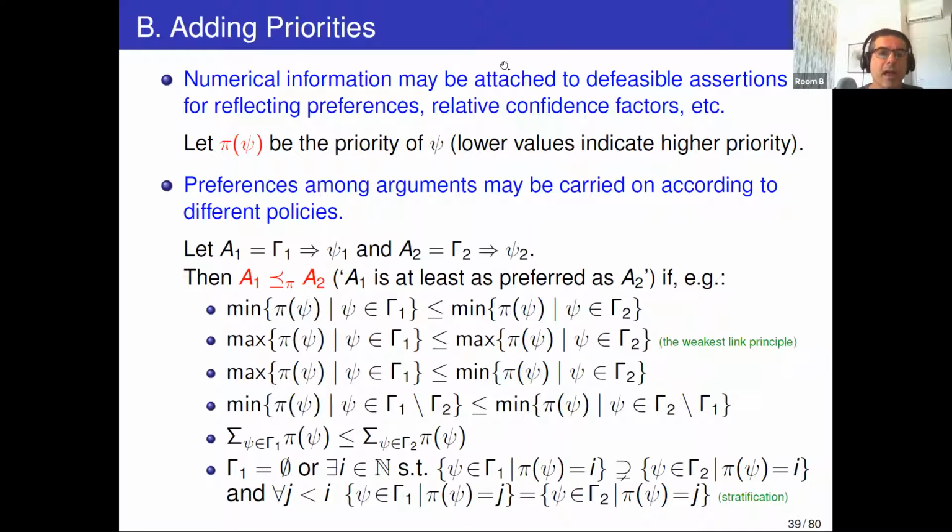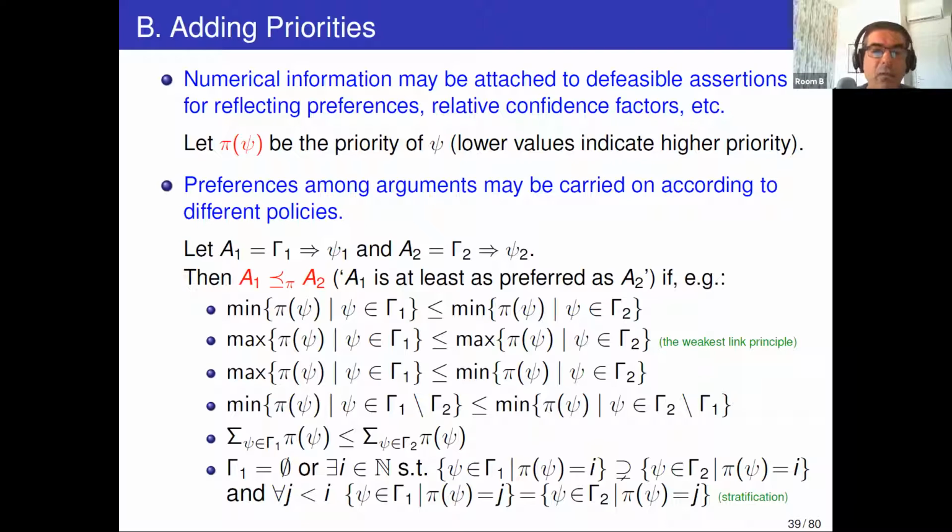Suppose we have A1 with a support gamma 1 and A2 with a support gamma 2. So we can say, for instance, that A1 is at least as preferred as A2 by applying one of these considerations in those bullets. For instance, the second bullet represents the weakest link principle, according to which we take the least preferred formula in the supports of A1 and A2 and compare them.